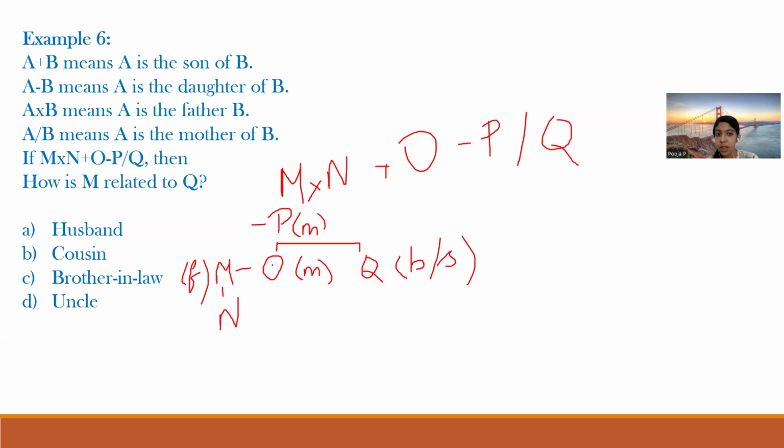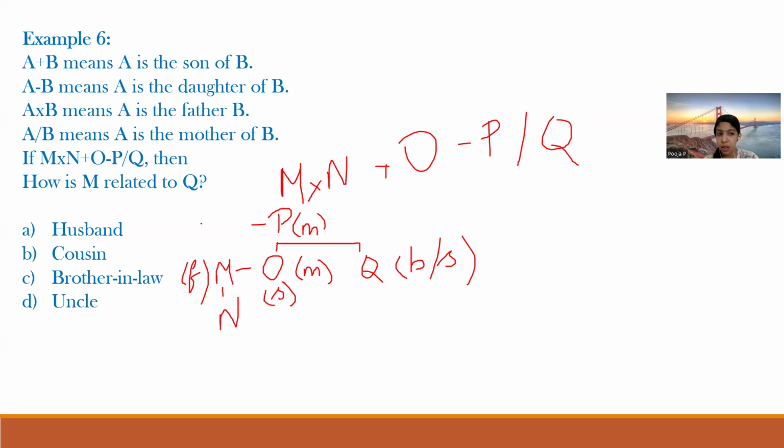Till here, are you clear that O and Q are siblings? Q can be brother or sister. O is by default the sister because the female gender is given. Is this clear with you all? So from the options given, is Q M's husband?